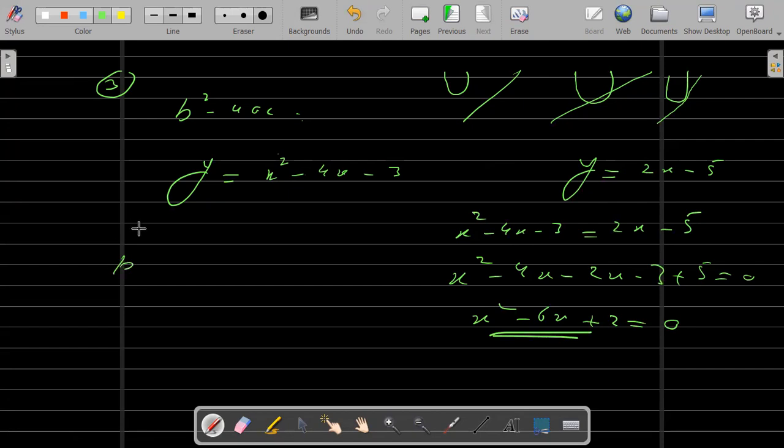Then here you will apply again the discriminant. Same. Discriminant means b square minus 4ac. If its answer is equal to 0, then you will say that intersecting at 1 point.